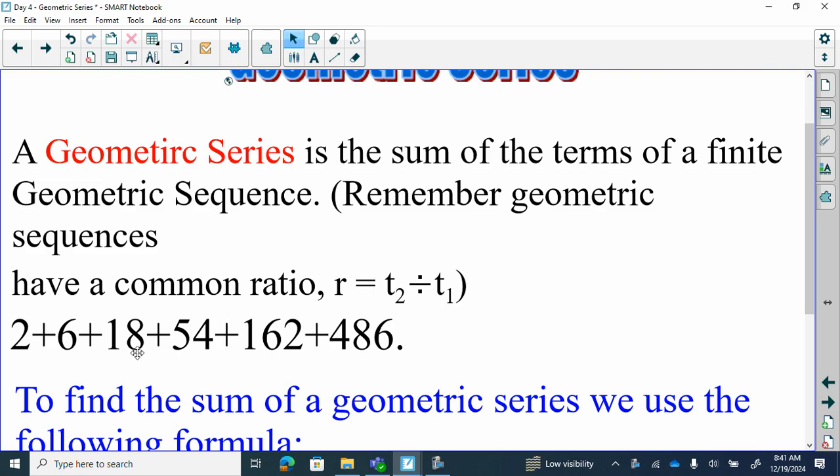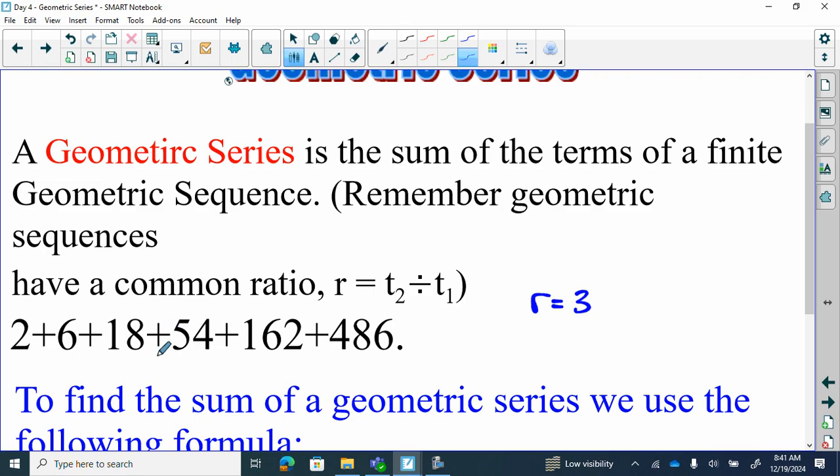If I do that, 6 divided by 2, 18 divided by 6, 54 divided by 18, 162 divided by 54, or 486 divided by 162, what do I get each time? What is the common ratio for that particular question? It's 3. Therefore, it's geometric.